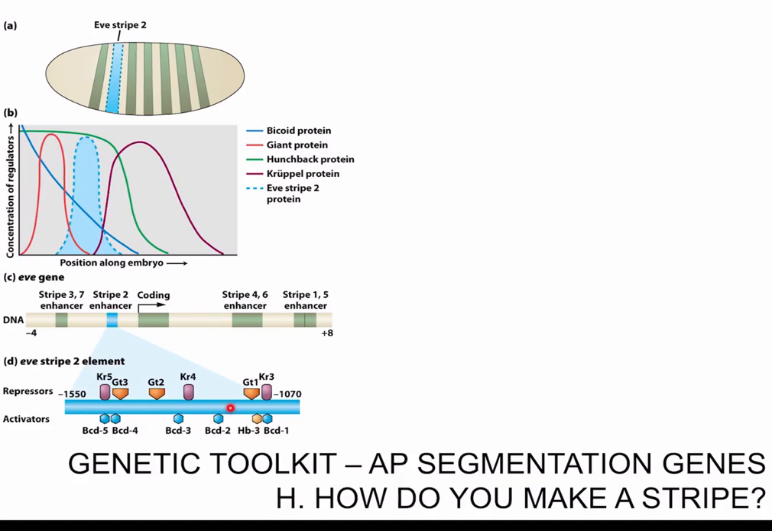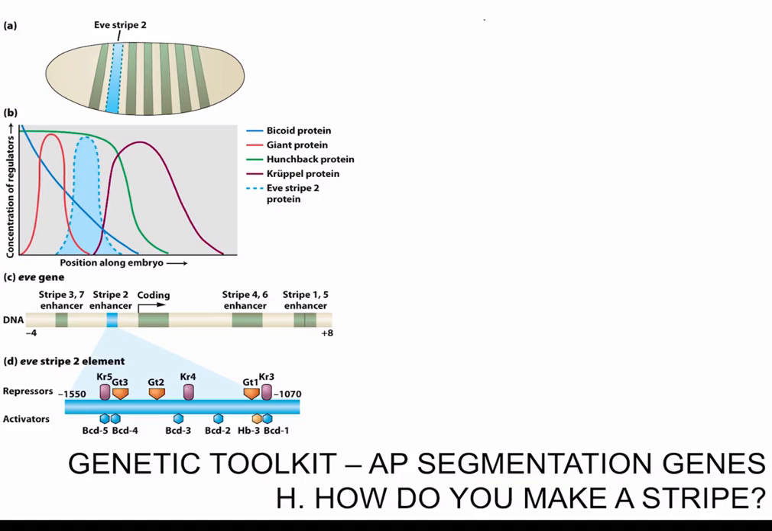There are two other gap genes that regulate this stripe 2. There's binding sites for Kruppel, and Kruppel is a repressor, so it inhibits the recruitment of RNA polymerase, as well as giant, which is also a repressor of stripe 2. So how can this organization of the stripe 2 enhancer result in expression of even skipped in a narrow domain?